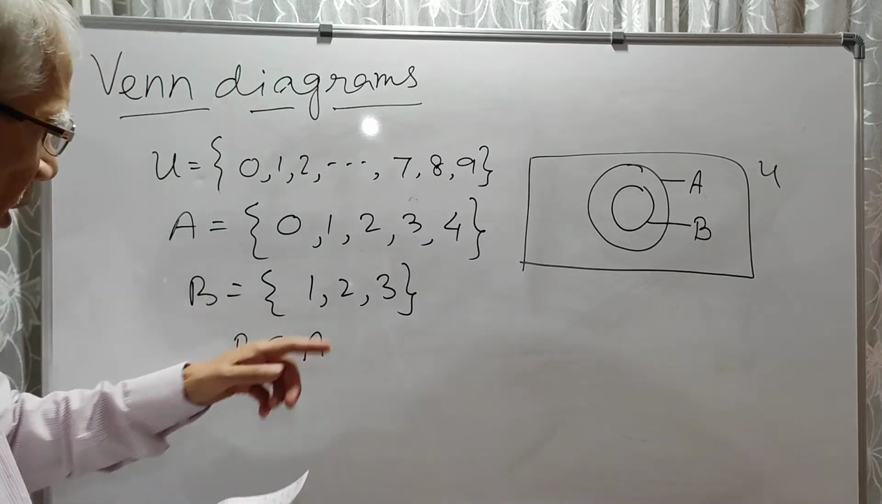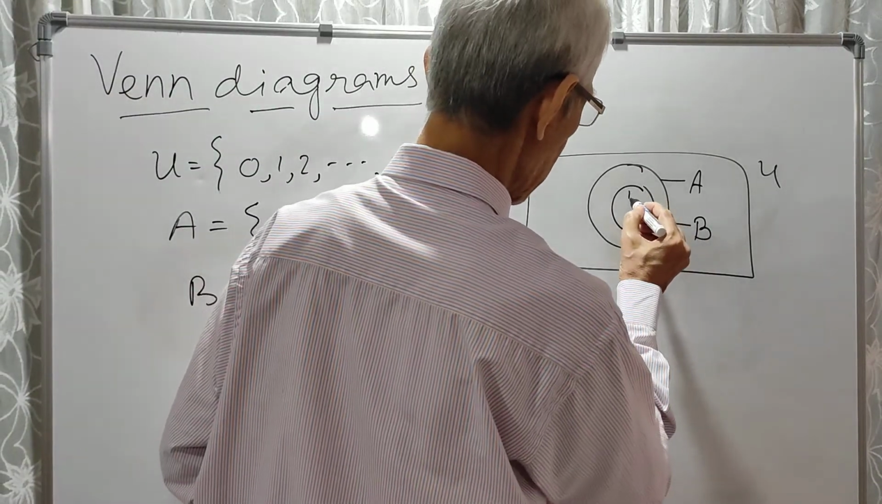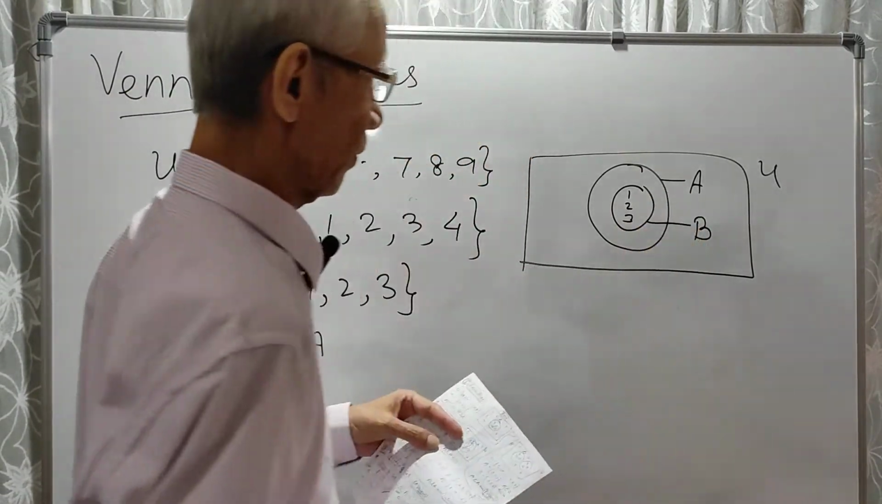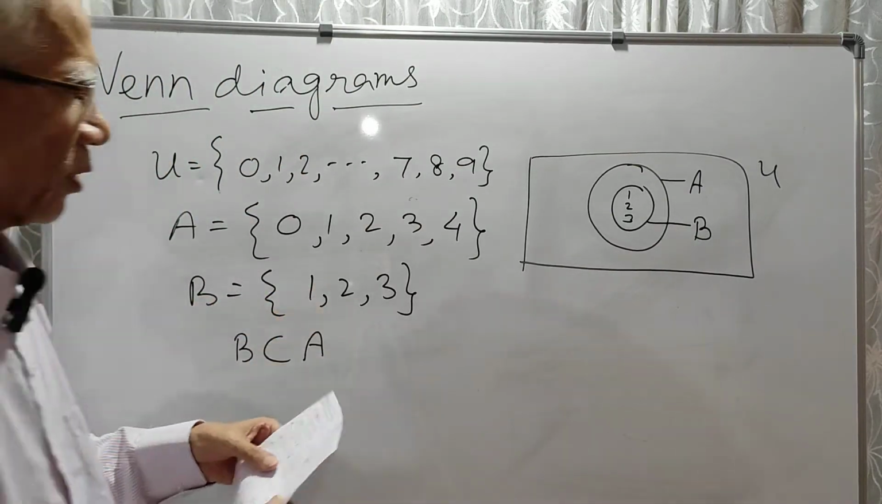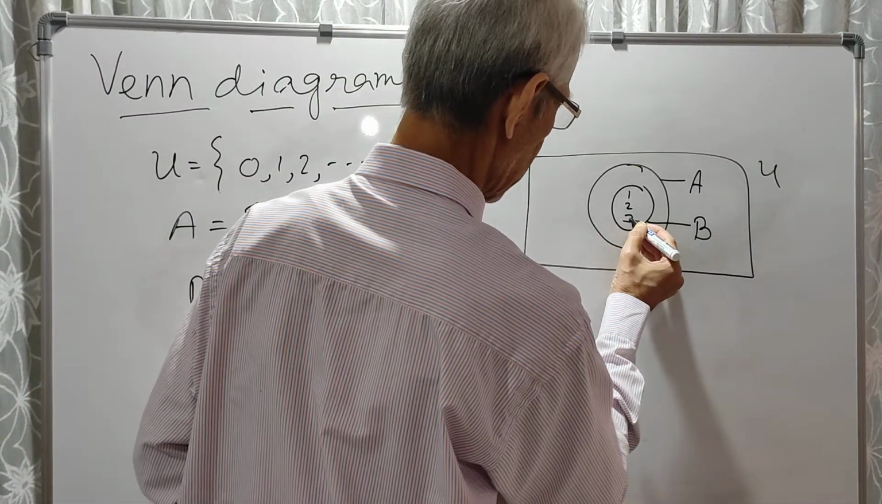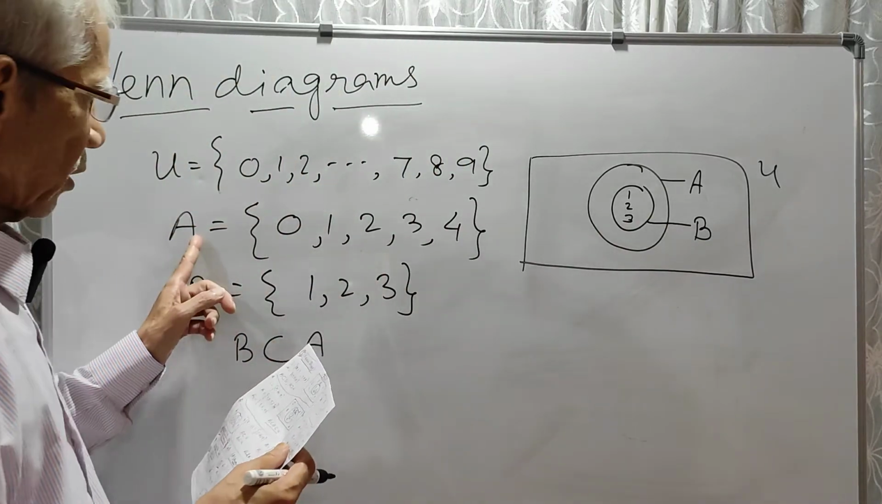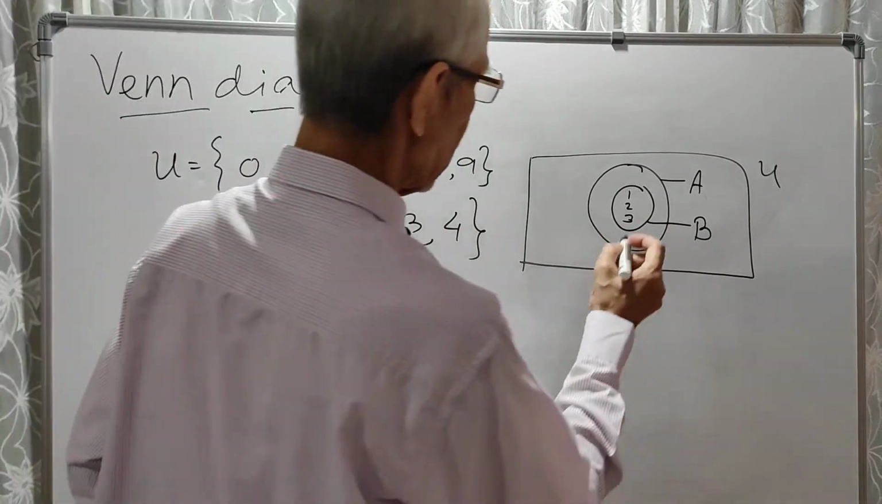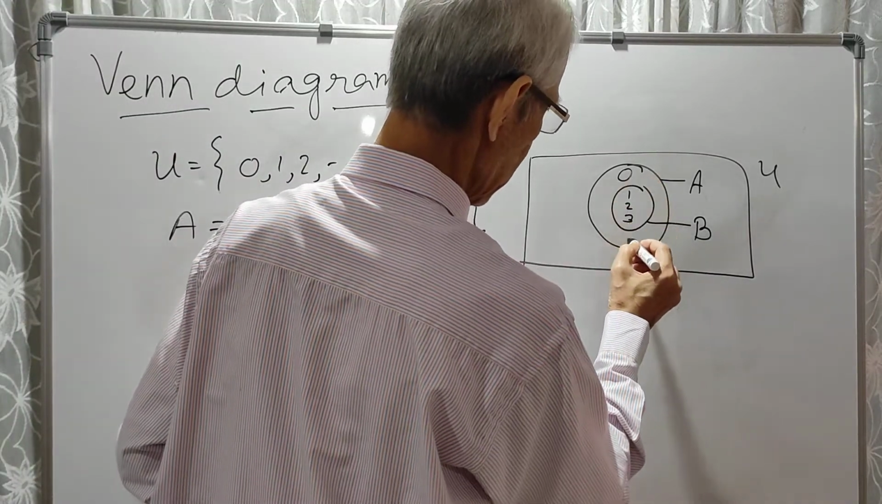Now B has which one? 1, 2, 3. So B contains three elements, 1, 2, 3. And A has what? 0, 1, 2, 3, 4.